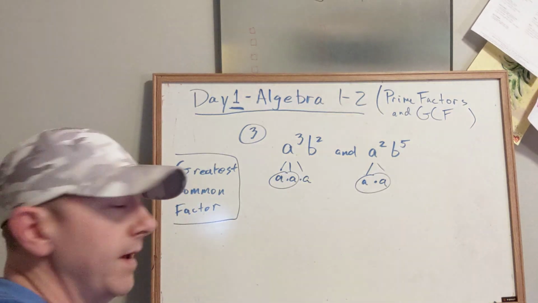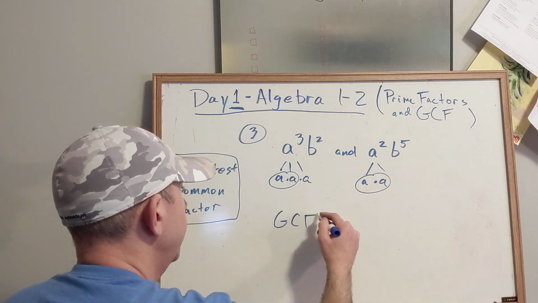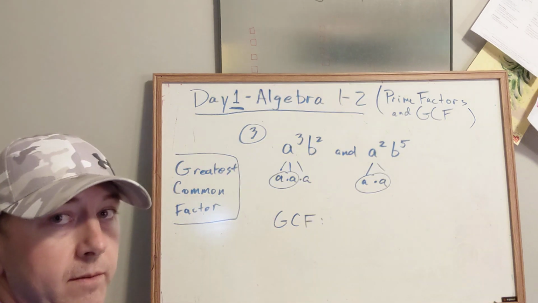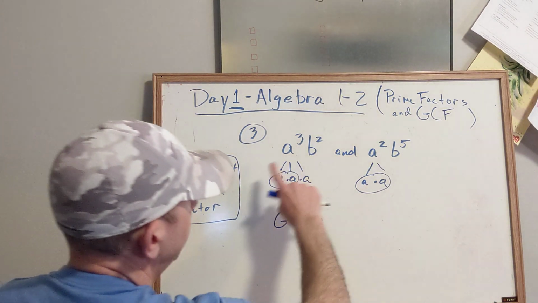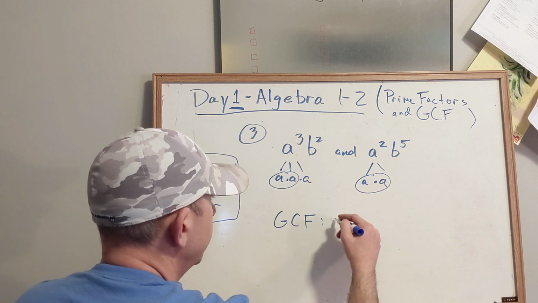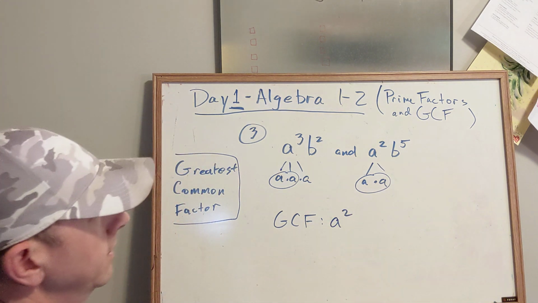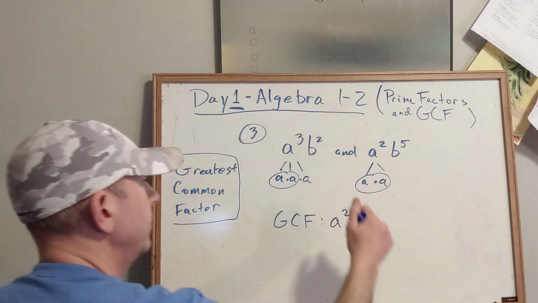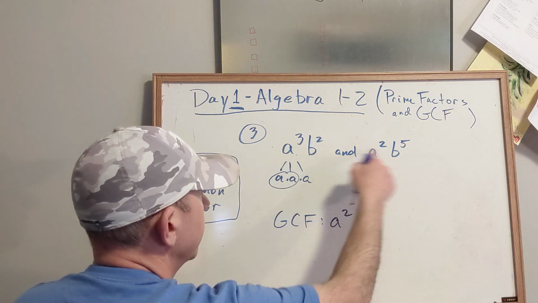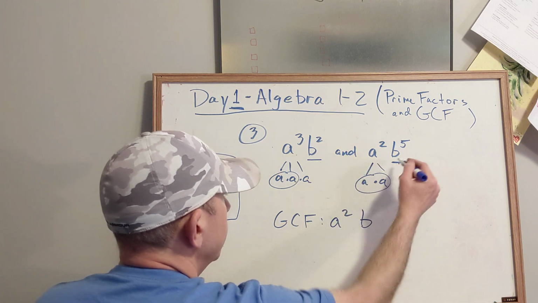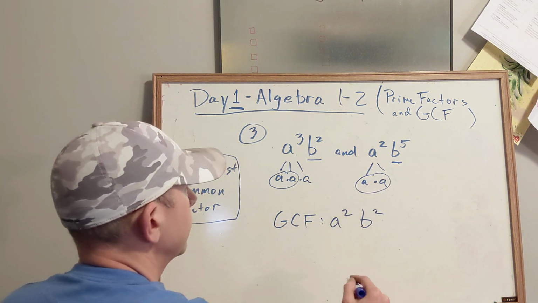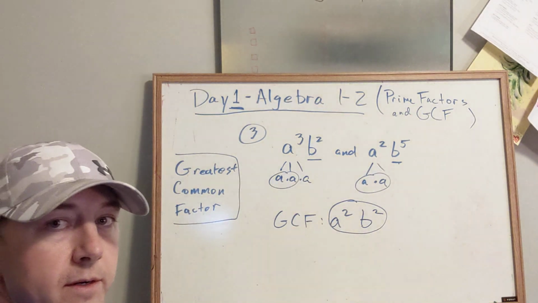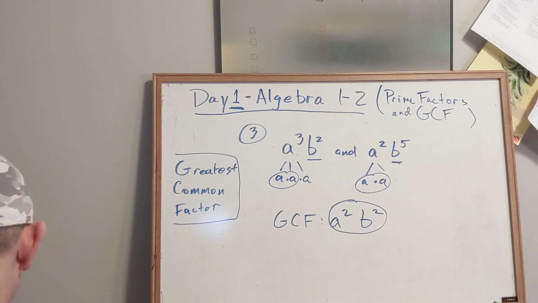Now the faster way of doing this, if you're going to write the GCF, is just to look at the smaller exponent with the variables. This only works with variables, so the smaller exponent is 2. We ended up with 2 in common, so this is a squared. Same thing with the b's. We could write out 2 and 5, but we can't go over the 2, so that one will be to whatever the lower exponent of these 2 variables would be, which is 2. So the GCF would be a squared b squared. Okay?